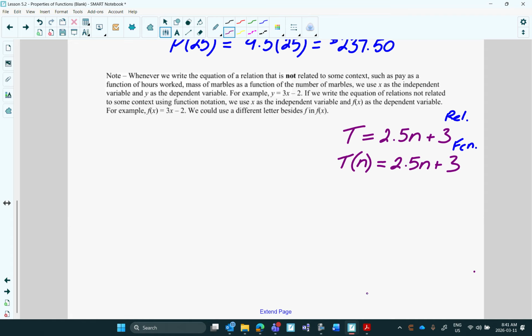So if I gave you this, let's say, I don't know, lowercase m equals P divided by 5 minus 1. How would I write that using function notation? Don't overthink. What would I change? Yeah, all I do is change this to M of P.